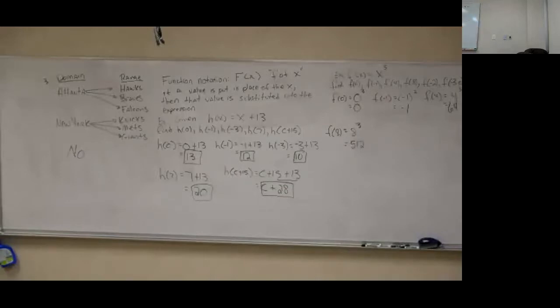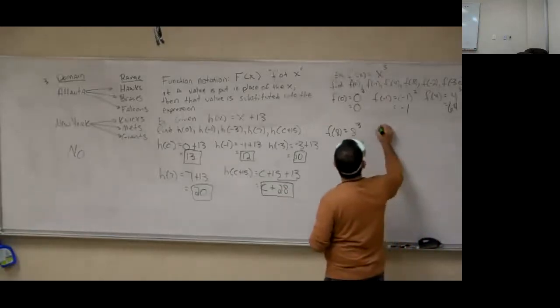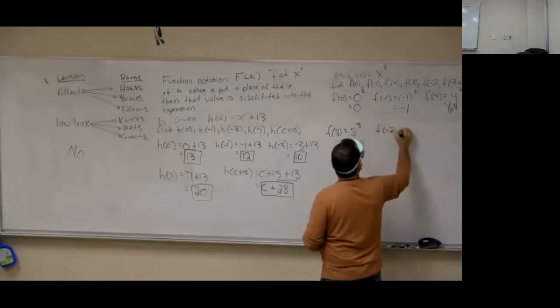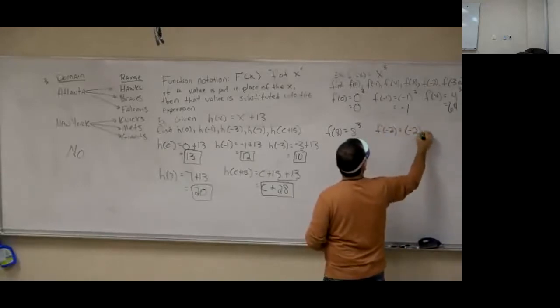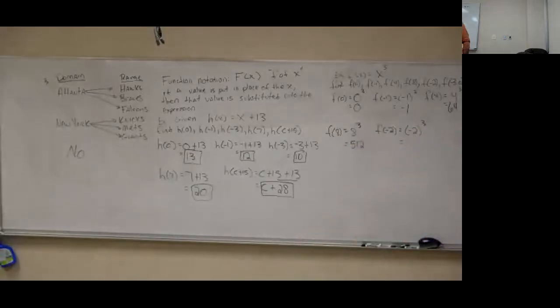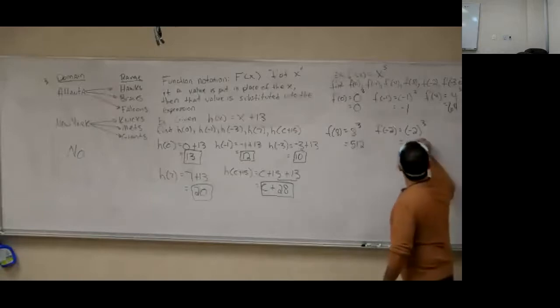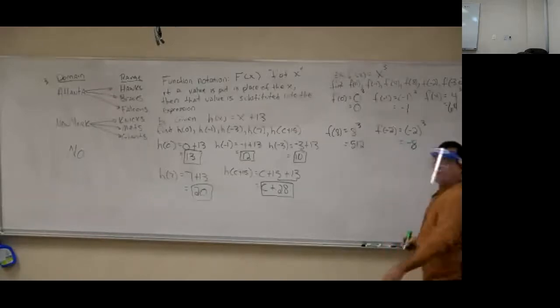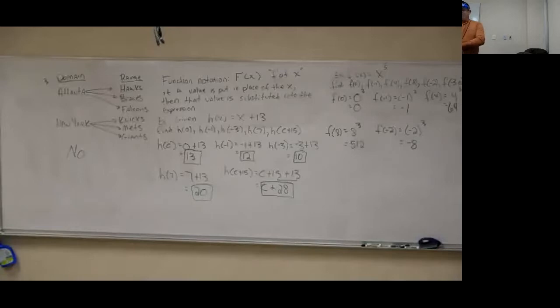So we got an f of -2. So that'll be -2 to the third power. So once again, we know that will definitely be a negative. And then 2 times 2 times 2, so we get -8. Okay.